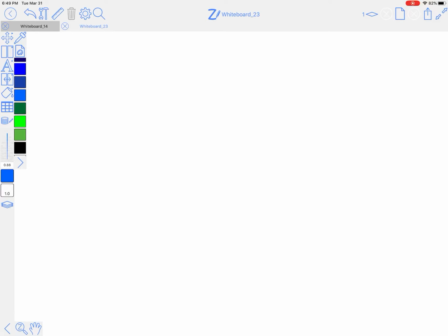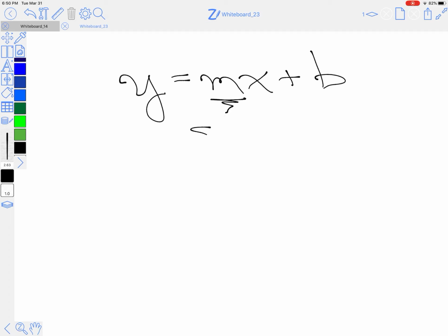All right, I'm going to do a short video here on the basics of using slope-intercept form for that IXL assignment you guys are supposed to do. So slope-intercept form is just y = mx + b, where m represents the slope of the line and b represents the y-intercept of the line.